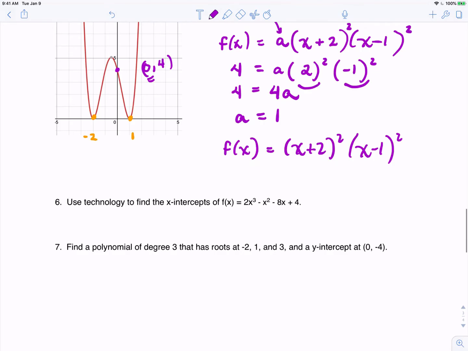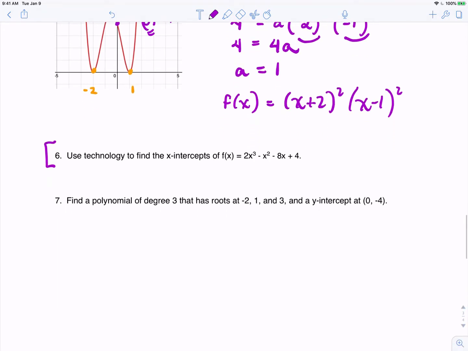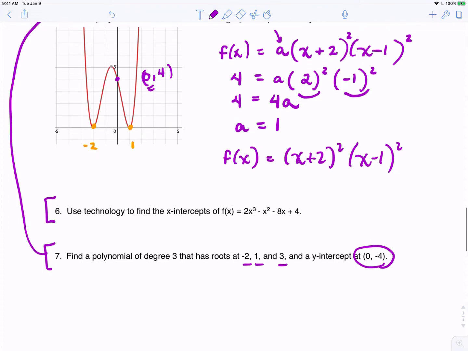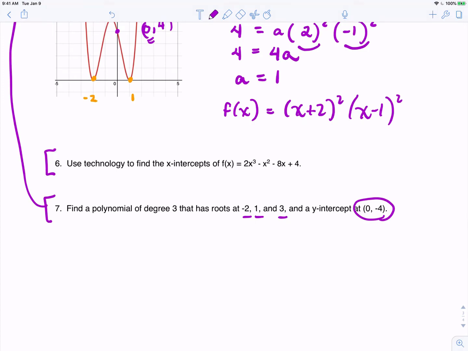Using technology to find x-intercepts, that's using your calculator. I'll make you a separate video from my computer screen where I remind you how to do that on a TI calculator. And finally, finding a polynomial of degree 3 that has roots of 2, 1, and 3, and a y-intercept at (0, negative 4). Problem number 7 is exactly like problem number 5, except in problem number 7 I gave you a description instead of a graph. So if 2 is a root, so let's start constructing our polynomial.